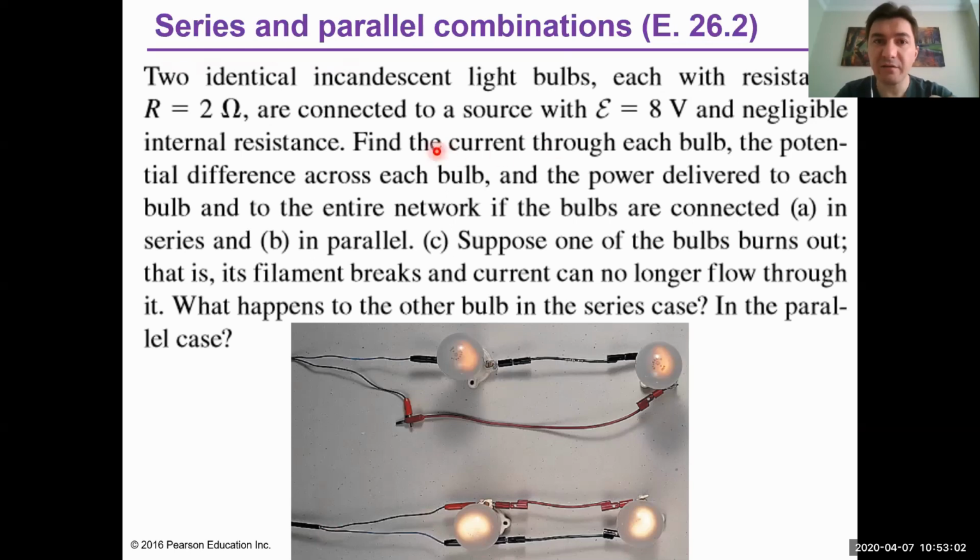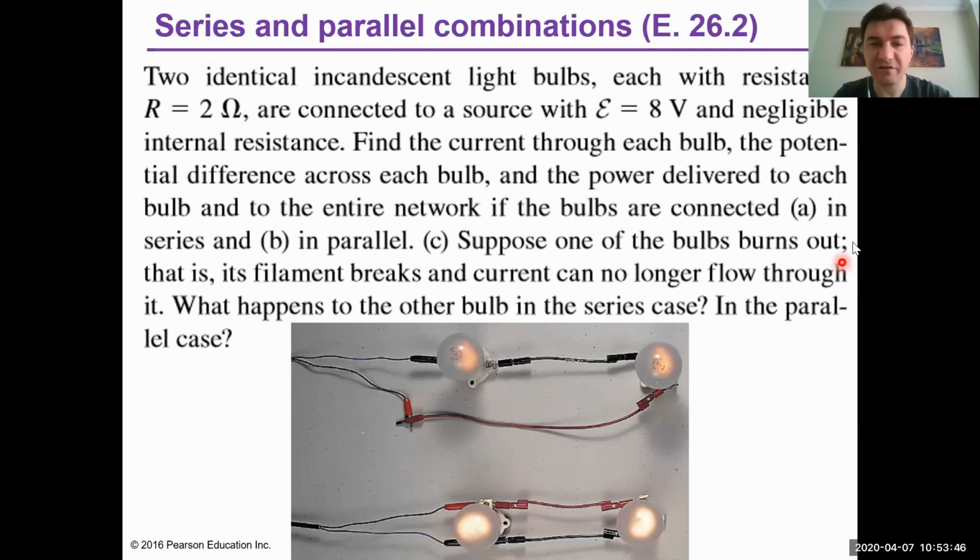So what is the question? The question is to find the current through each bulb. What is the current here? Then what is the potential difference across each bulb? What is the potential difference here? And what is the power delivered to each bulb? Power is produced by the EMF. Also here, power produced by the EMF and then delivered to the bulbs, right? So what is the power delivered to that bulb and what is the power delivered to that bulb if they are connected in series and parallel? So this is the last question.